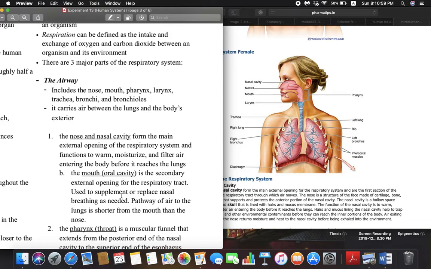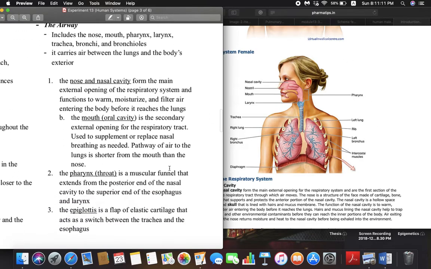First of all, we're going to talk about the airway. It includes the nose, mouth, pharynx, larynx, trachea, bronchi, and bronchioles. Its function is to carry air between the lungs and the body's exterior. We're going to start with the nose, or the nostril, and then the nasal cavity. The nose and nasal cavity form the main external opening of the respiratory system, and its function is to warm, moisturize, and filter air entering the body before it reaches the lungs. So the primary external opening of the respiratory system is the nose and nasal cavity.